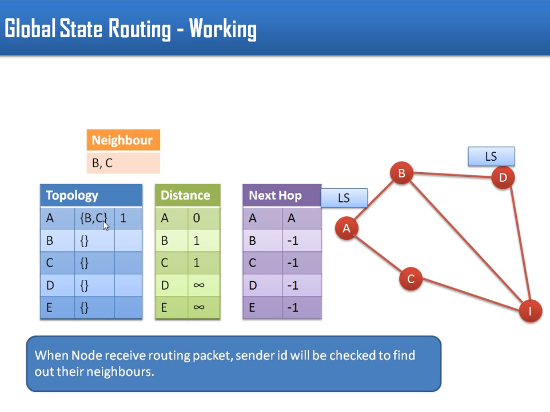A will add this information in its topology table that B and C are my neighbors, and this one is actually specifying the sequence number. We are considering this information as updated the first time, so this will be 1. Whenever there is an update, and whenever node A is going to send this information to another node, this sequence number will be increased. So the topology table is updated, the distance table is updated, and the next hop table is also updated. Now node A knows that if a packet has to be sent to node B, send it to B. So for B, B is now the next hop. They are direct neighbors of A.